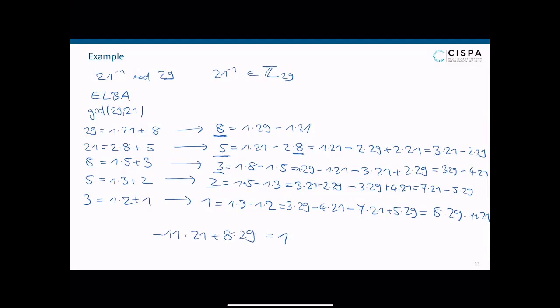Therefore, 21 inverse modulo 29 is minus 11 inverse modulo 29. What's minus 11 modulo 29? 18. That's correct. 29 minus 11 is 18. And we're done. That's how it goes.